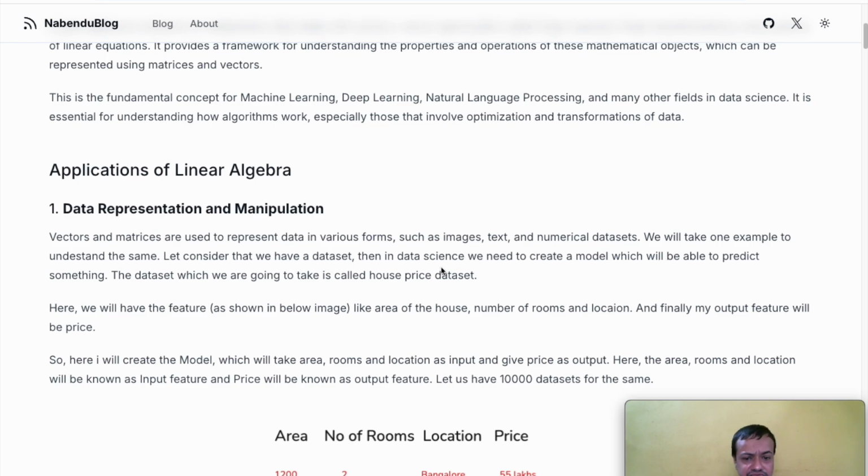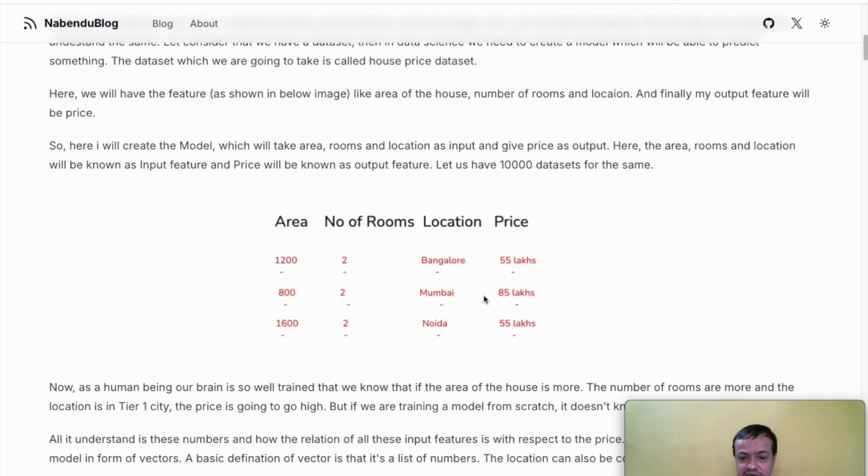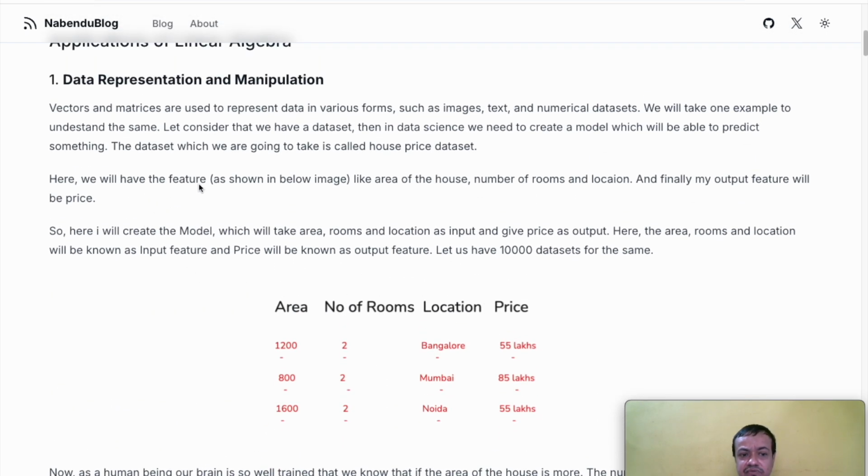Let's consider we have a data set for data science. We need to create a model which will be able to predict something. The data set we are going to take is called the house price data set. Here we will have features, as shown in the images, like the area of the house, number of rooms, and the location. Finally, the output will be the price. So based on these three things, area, number of rooms, and location, we will get the price.